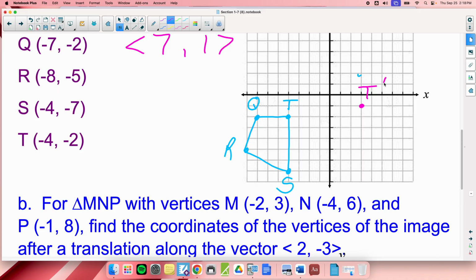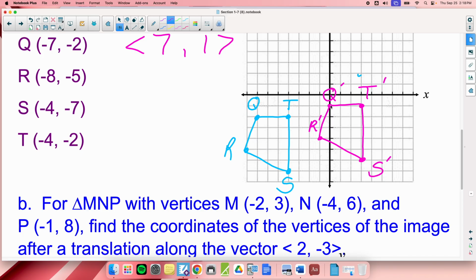Then for my Q, I go over 1, 2, 3, 4, 5, 6, 7, go up 1, that is my Q prime. For R, over 1, 2, 3, 4, 5, 6, 7, up 1, that is my R prime. And for S, 1, 2, 3, 4, 5, 6, 7, up 1, that is my S prime. And then I connect my dots. If you did this correct, they should look the same size, same shape. So basically we moved it over 7 and up 1.